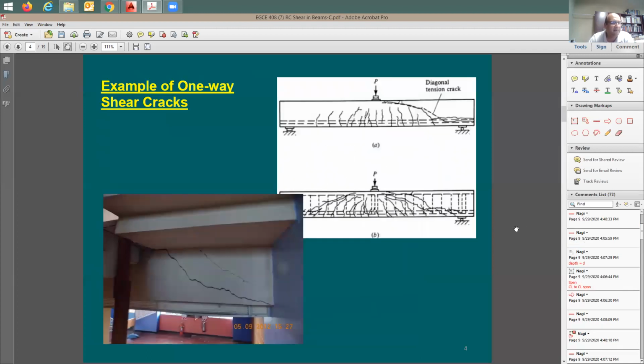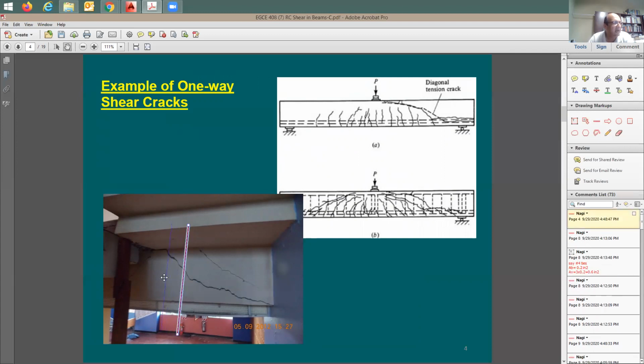They said, you know what? Look at the failure in the testing. Here's one failure situation. Now where is the shear failure? Where is the critical section for shear? I said, well, it happens right here. It's about here, right? Actually, this is very shallow.